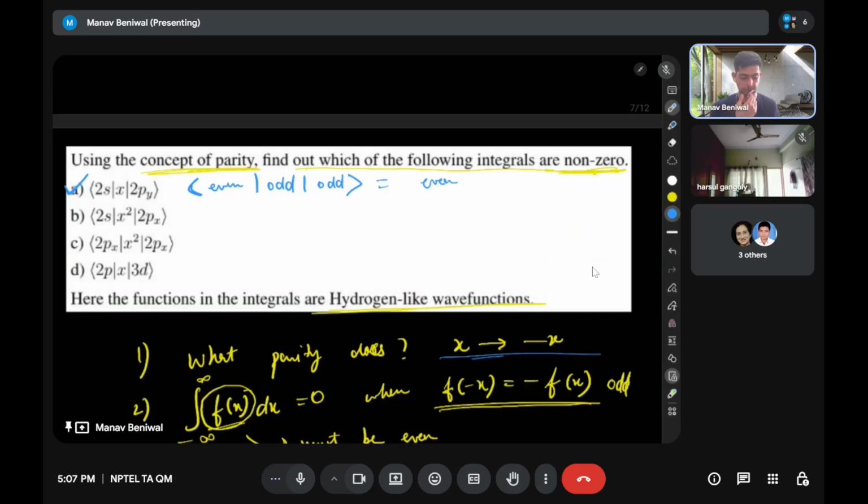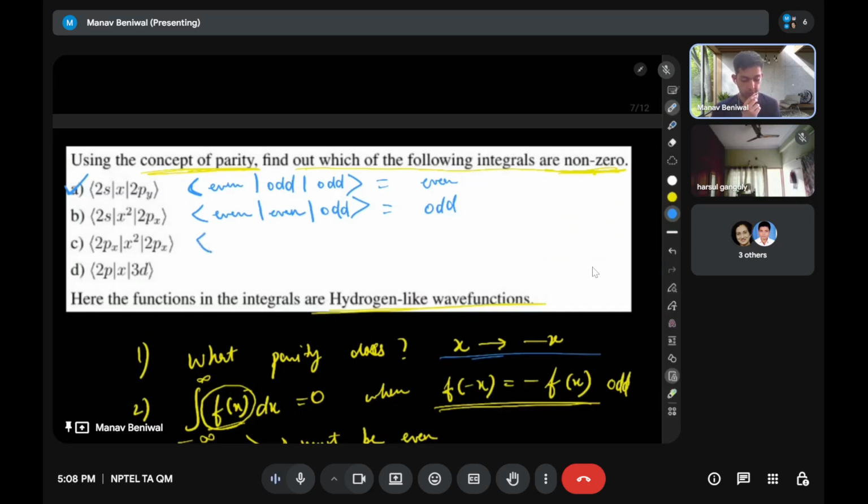For the second one, this is even, and this is x square. Now notice that we don't have x anymore, but we have x square. So x square is even and this is odd. So what do we get this time? We get odd. So this integral will go to 0.